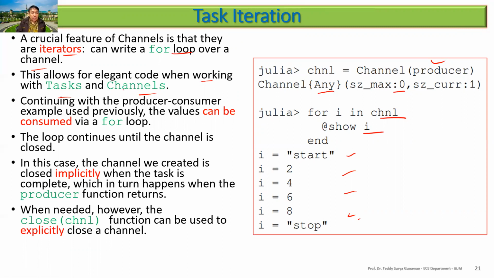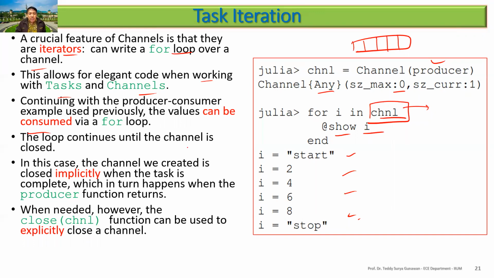The producer-consumer example from before means the values can be consumed via a for loop. You just put show I, and it will be consumed. The loop continues. You can see here, for I in channel. Then it will know how many elements there are on the channel.